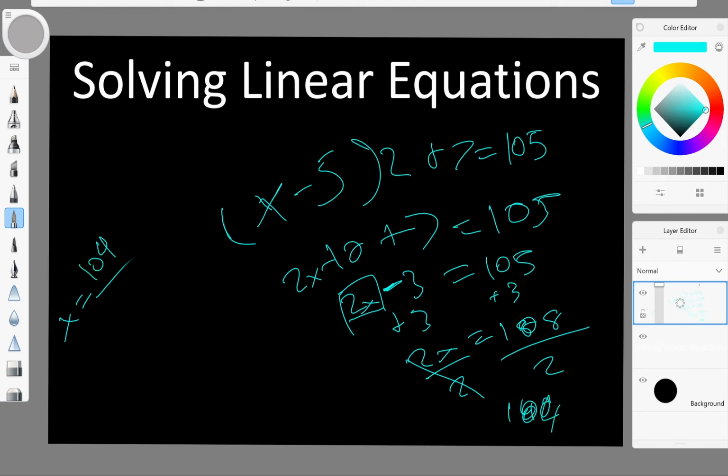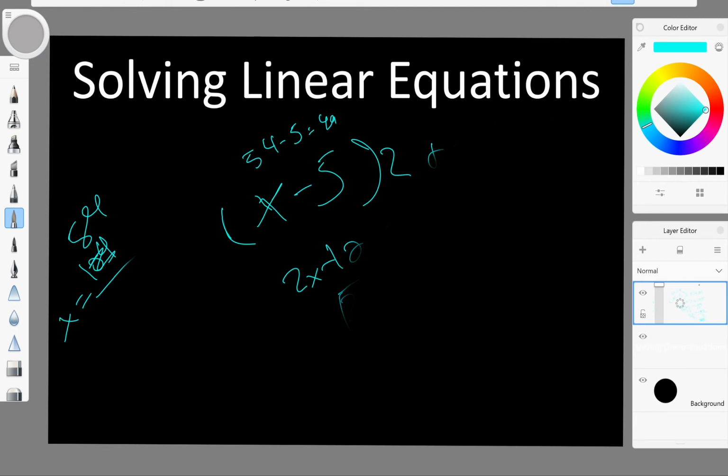Then once again, you can plug it in if you want. You get, did I do something wrong? Yes, I did. Sorry. 108 divided by 2 is not 104, it's 54. So 54 minus 5 equals 49 times 2. That's going to equal 98, and 98 plus 7 equals 105. So let's go ahead and get rid of that.